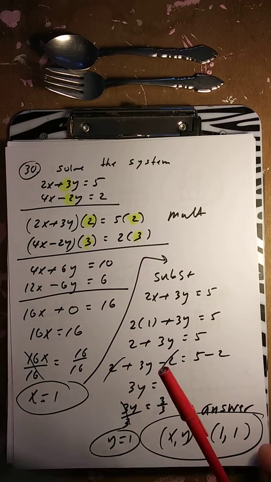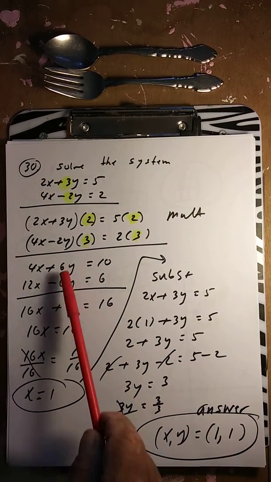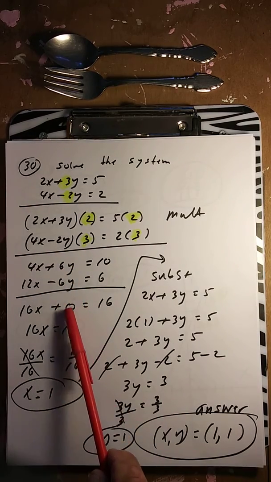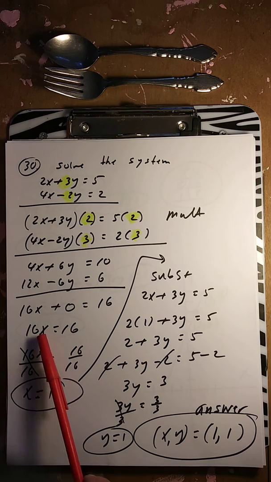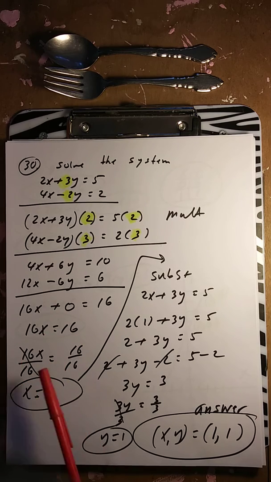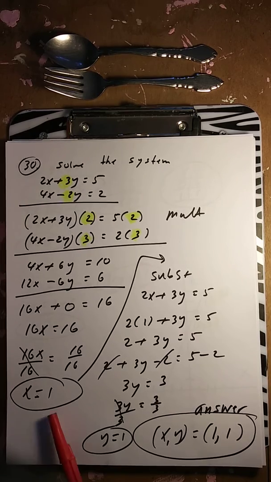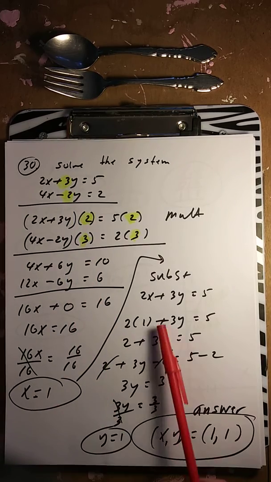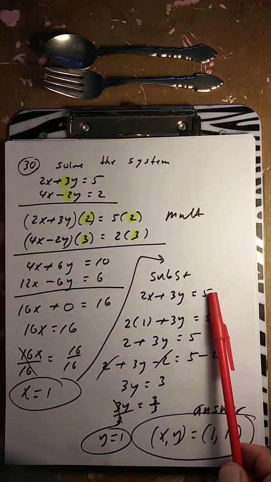Now, if I add this straight down, you're going to have 16x plus 0 is 16. 16x equals 16. Divided by 16 says x is 1. So now I know one answer, x is 1. Now, let's substitute back in the first one over here. So we put 1 back here, 2x plus 3y equals 5.